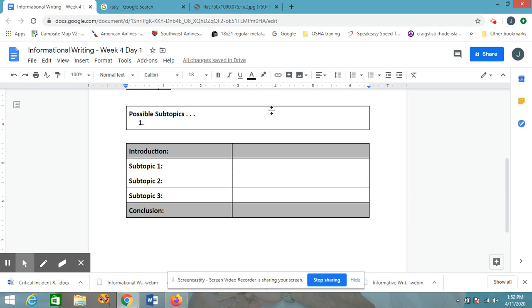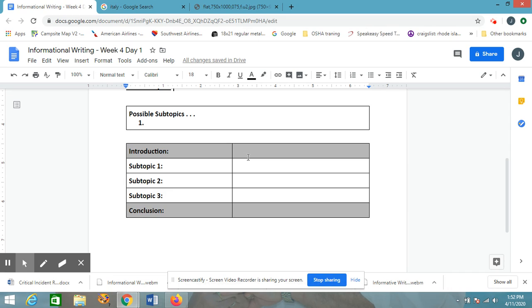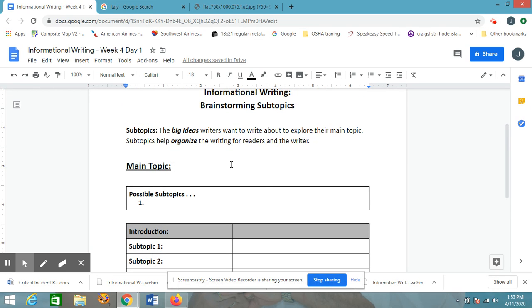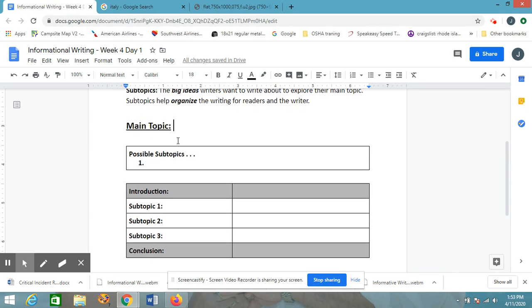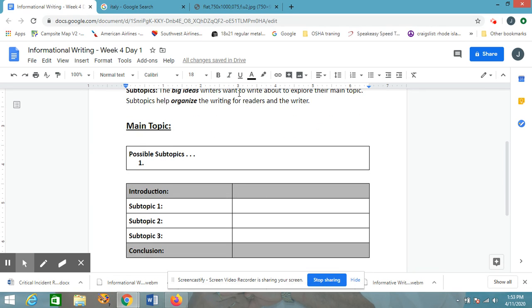For example, when we did the honey badger, if I put the honey badger in my main topic, that's fine. And say I was just to start writing about the honey badger, I could just start writing, the honey badger is a crazy animal. It's very vicious. It attacks lions. It eats larvae found in the honey and beehives. I could just keep writing and writing, but that's not really organized, is it? So the subtopics are the big ideas that we want to write about to explore our main topic. The point is we make these because subtopics help organize our writing, both for the people who are going to read our writing or listen to our writing, and for us as the writers.